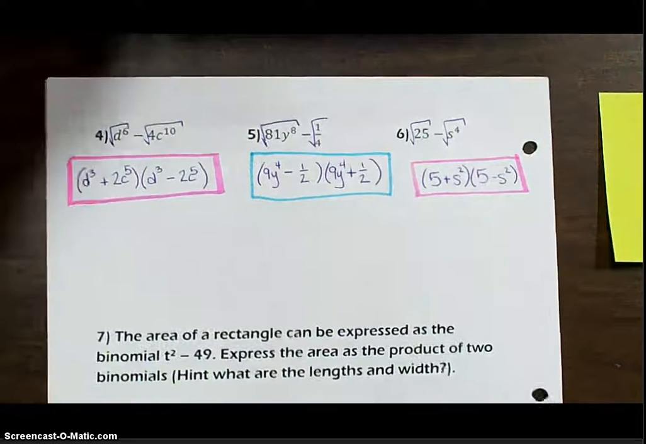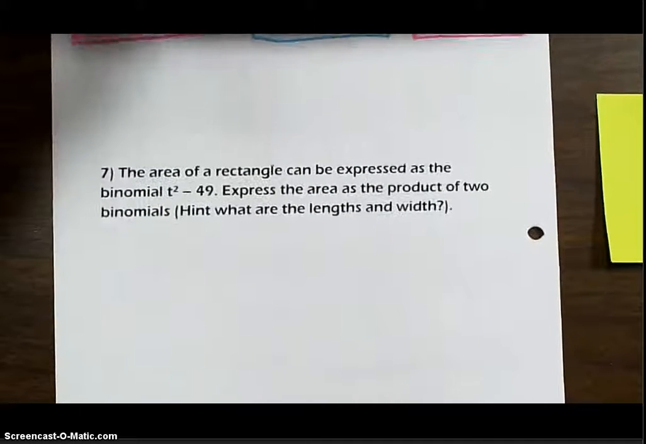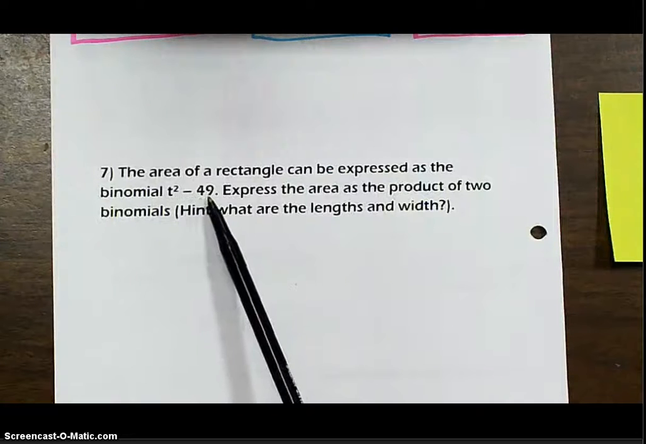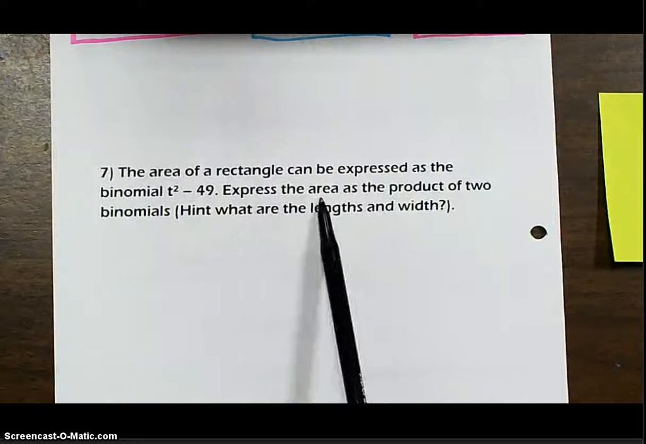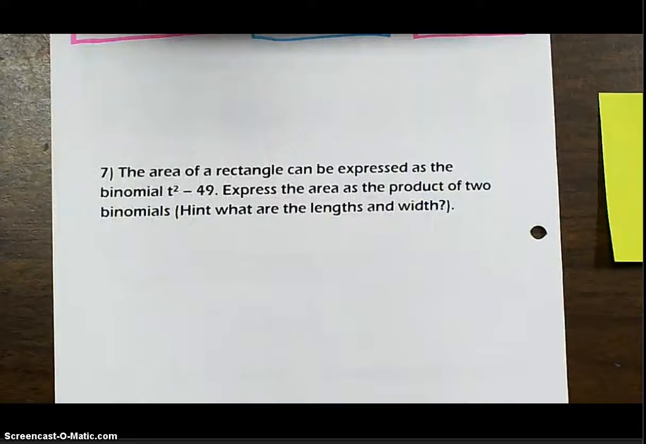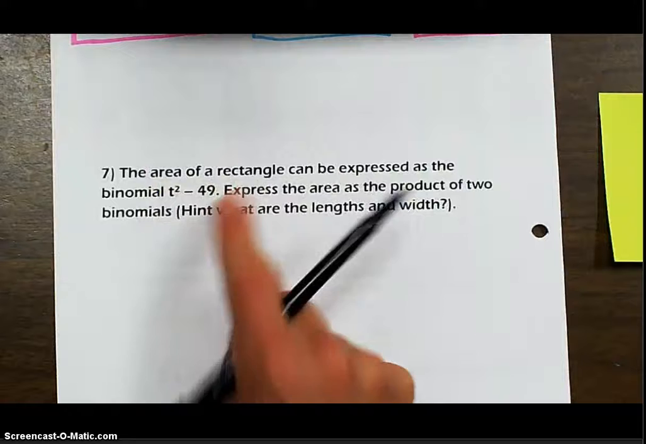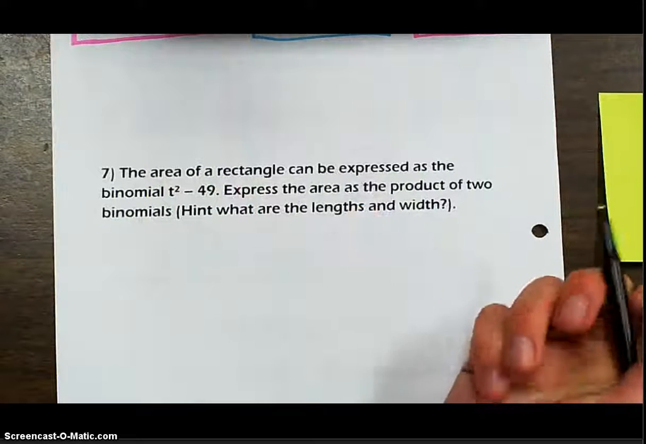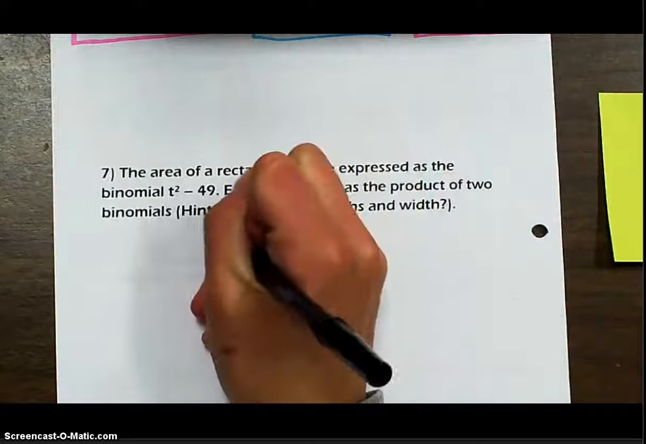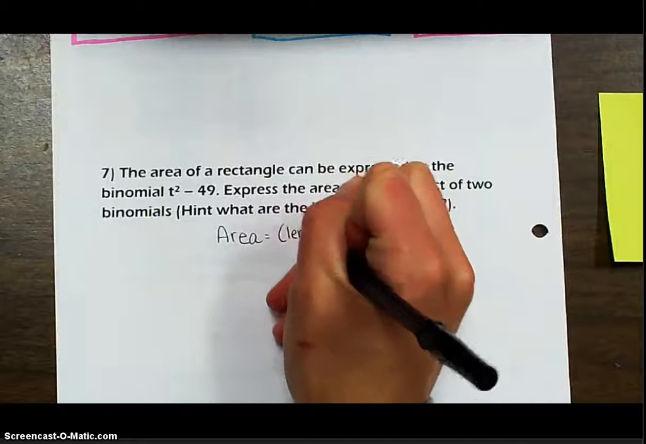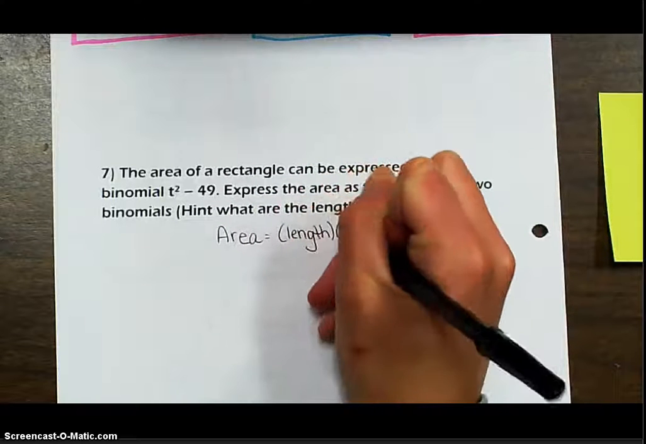All right, one final question for today, number 7. The area of a rectangle can be expressed as the binomial t squared minus 49. Express the area as the product of two binomials. Hint, what are the length and the width? So let's take a look. It's the area of a rectangle, so let's think. What's the formula for an area of a rectangle? That is area equals length times width.